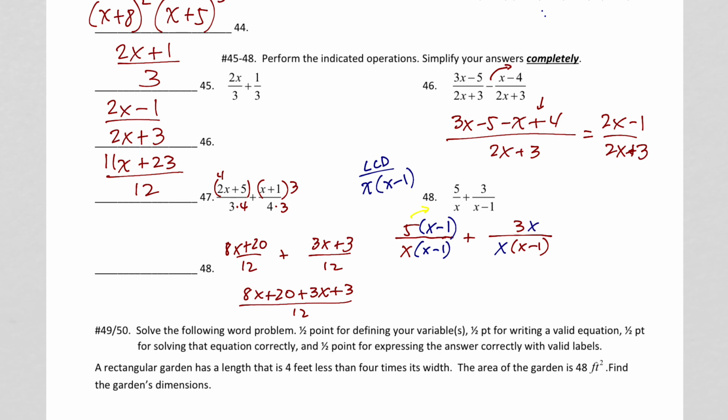Now I'm going to distribute this 5, and we're going to get 5x minus 5, and then I have this plus 3x over x times x minus 1. And this is going to simplify and give us 8x minus 5 in the numerator over x times x minus 1. That's it.